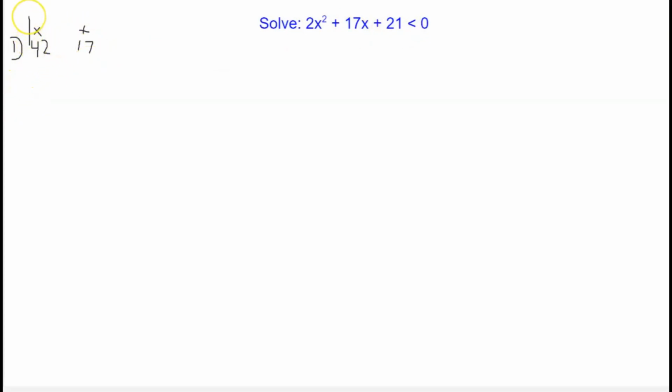Now to get factors of 42, so I guess you have 42 and 1. You also have 21 and 2. And then you have 14 and 3, I believe. And I've already found my factor pair. 14 plus 3 is equal to 17. So I can use this now, and I can just sub it in for 2x.